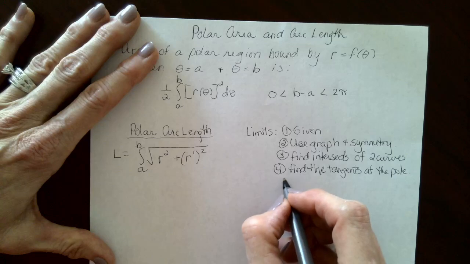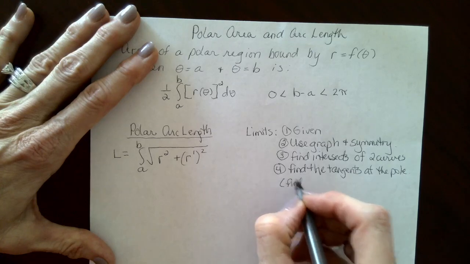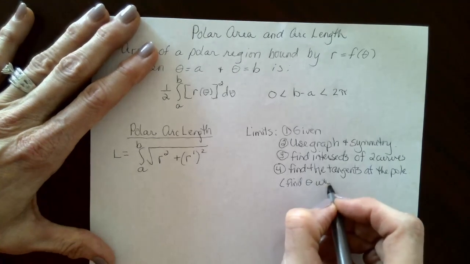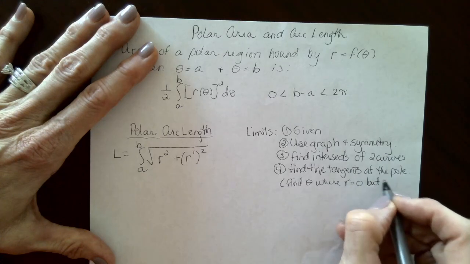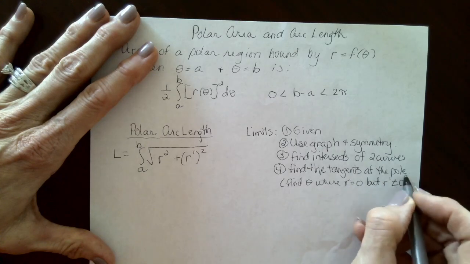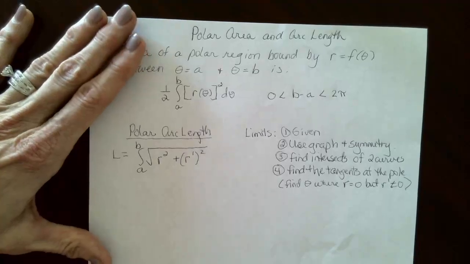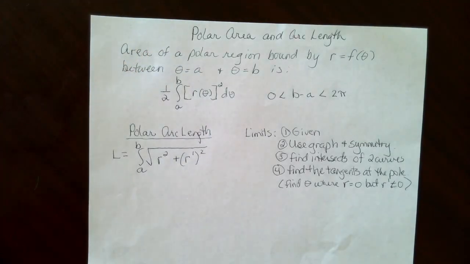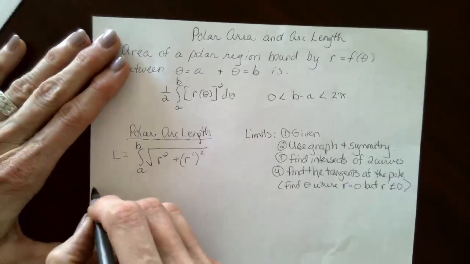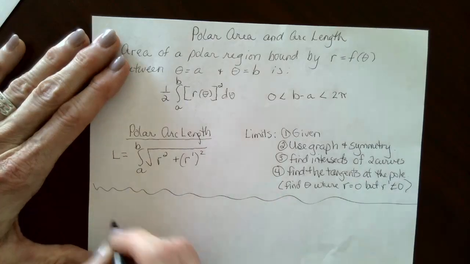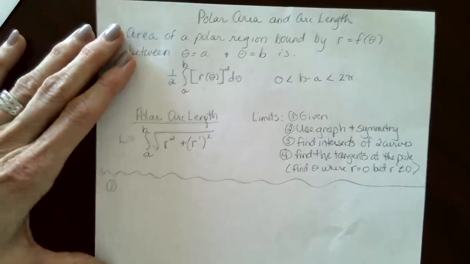In other words, find theta where r is equal to 0, but r prime is not equal to 0. Remember, if they're both equal to 0, it's inconclusive. Okay, here's our first problem. I'm going to just get rid of all that. Problem number 1.